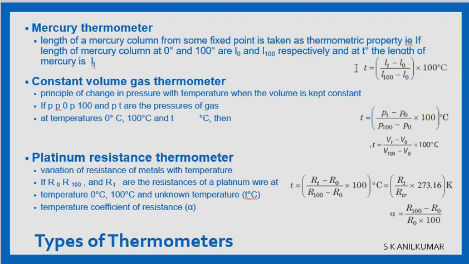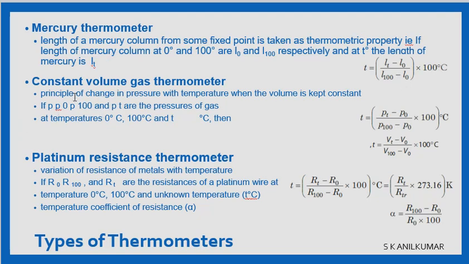So in a mercury thermometer, temperature T equals LT minus L0, where LT is the length of the mercury column at temperature T, L0 is the length of the mercury column at temperature 0, and L100 is the length of the mercury column at 100 degrees. So T equals LT minus L0 by L100 minus L0 into 100 degrees centigrade. This is the mercury thermometer. Constant volume thermometer, what do we do?